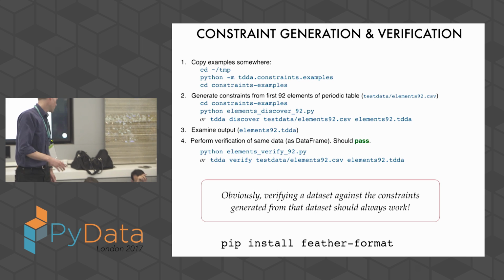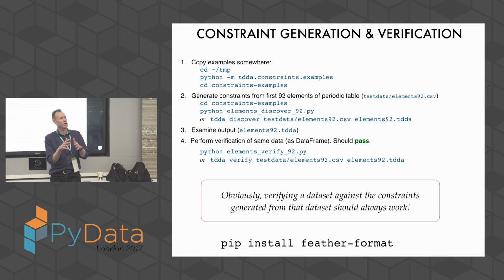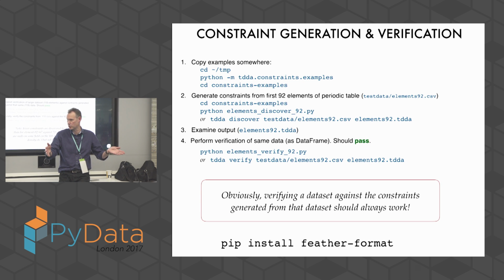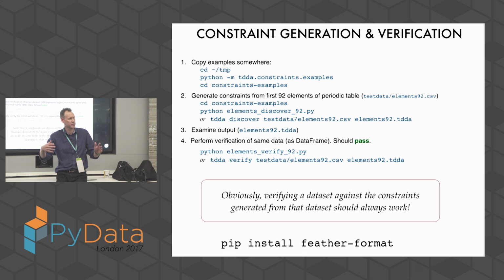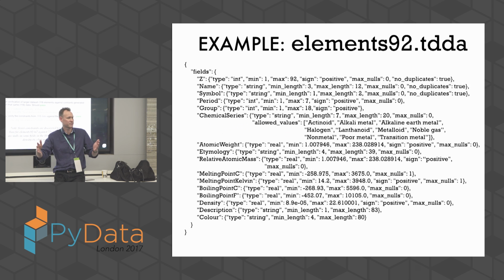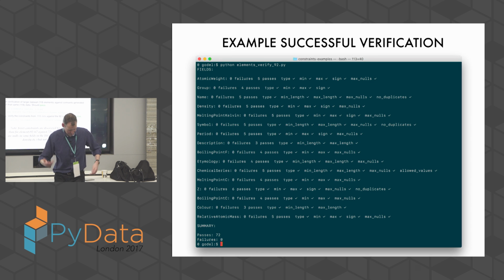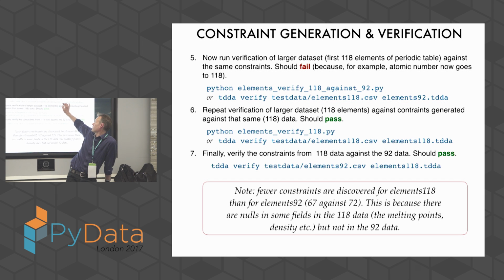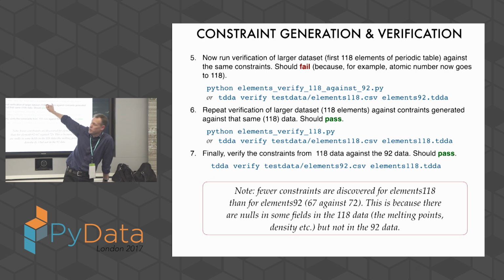So now we can try to use those same constraints to see whether the full data set, the full 118 elements, satisfies the constraints as well. And what we expect is they won't, because one of the constraints that got generated was that the atomic number shouldn't be bigger than 92, and in the full data it goes up to 118. So if you run exactly the same verify command, but now using elements118.csv rather than elements92.csv, you should get, I think, 5 failures.